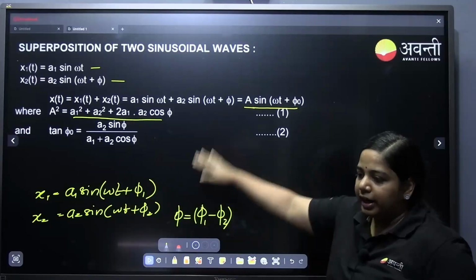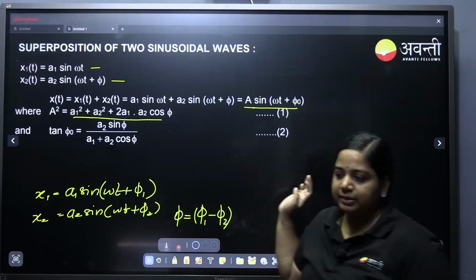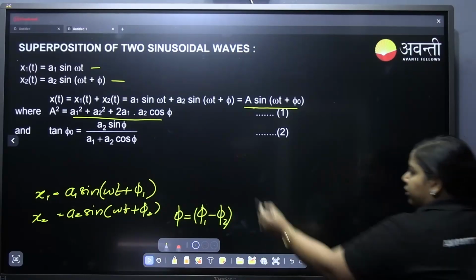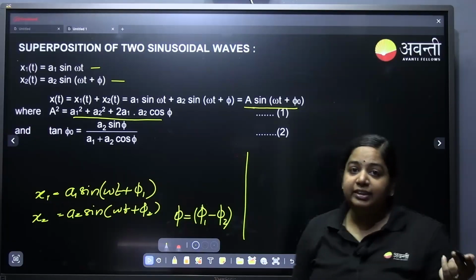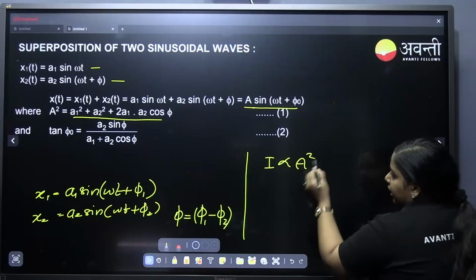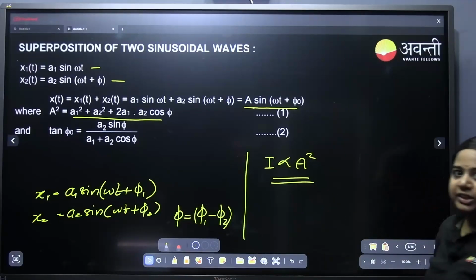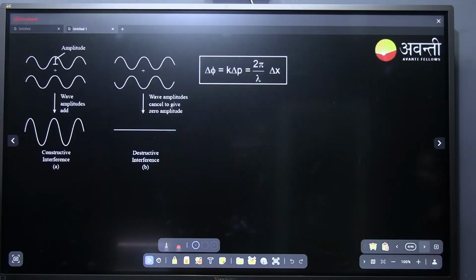Is there any doubt regarding superposition and the final amplitude and phase? I guess not. Then depending on amplitude we can define intensity also. So intensity is proportional to amplitude square. How this relation comes we will see in the coming slides and discuss it.